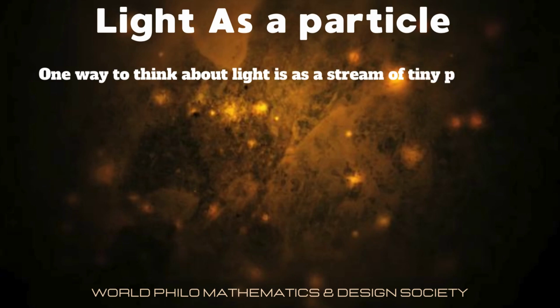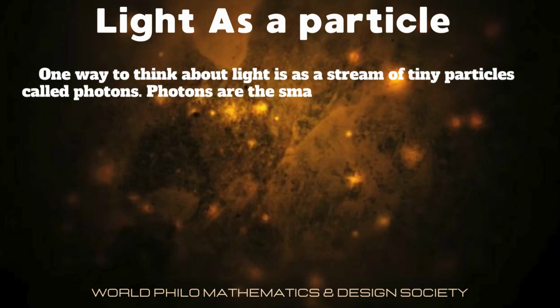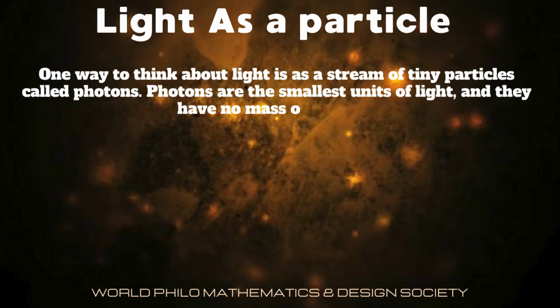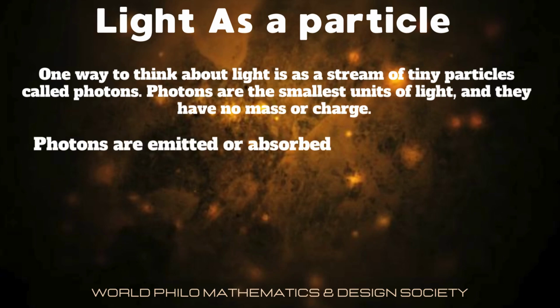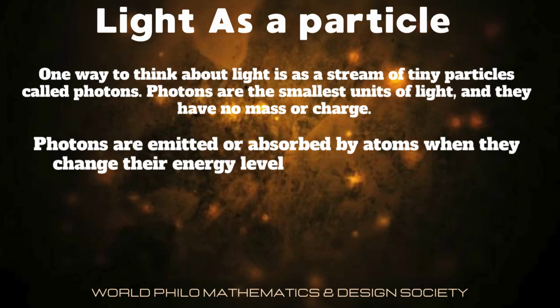Light as a particle. One way to think about light is as a stream of tiny particles called photons. Photons are the smallest units of light and they have no mass or charge. Photons are emitted or absorbed by atoms when they change their energy levels.